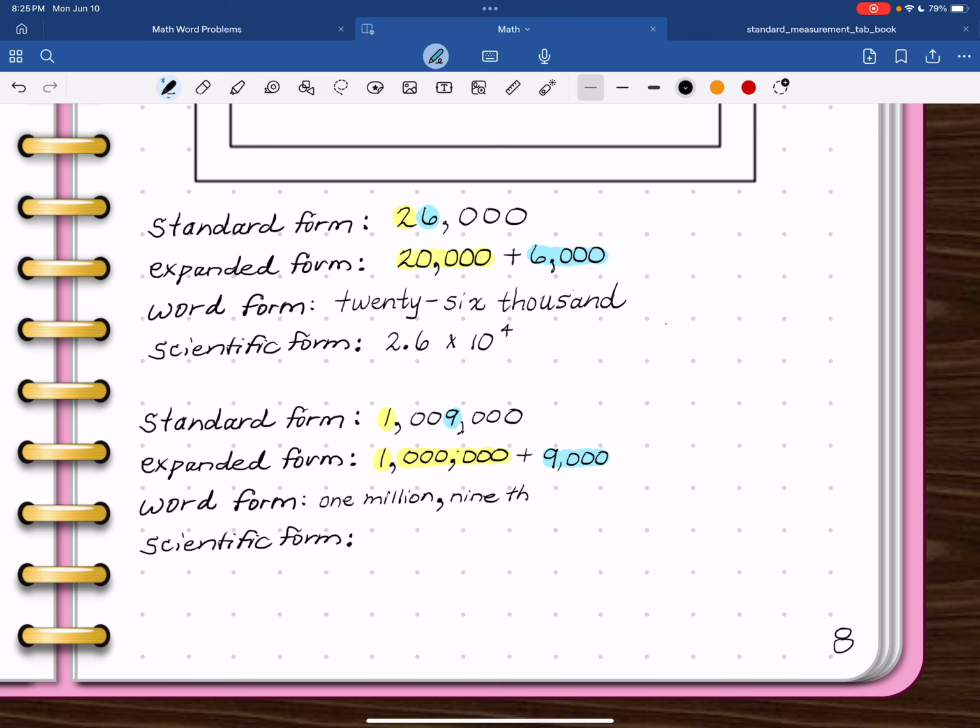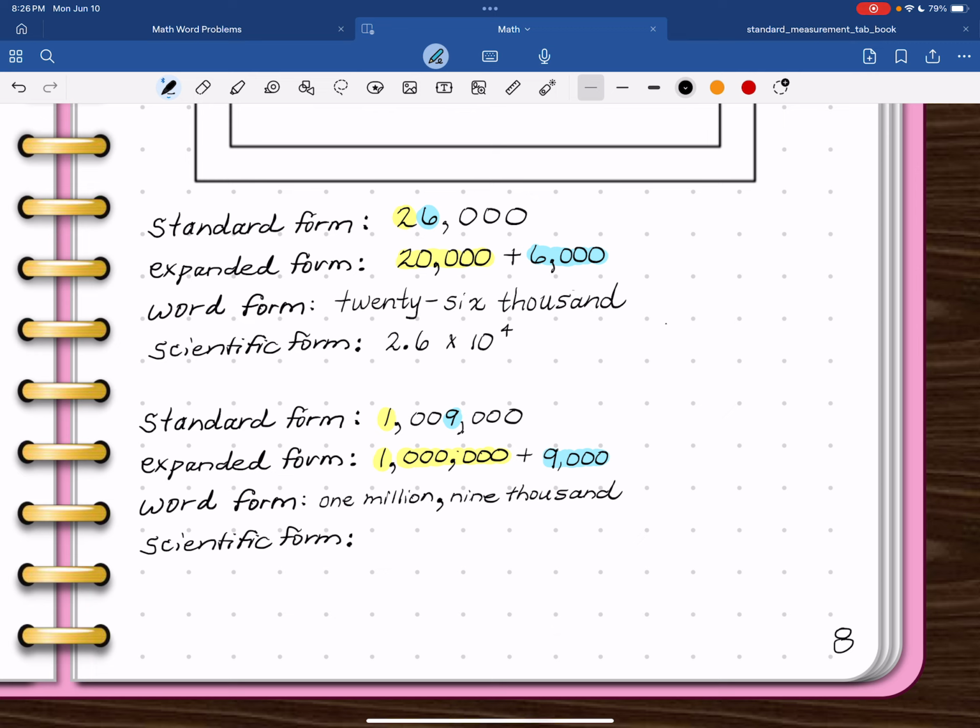9,000. And that is the word form for this number, 1,009,000. I hate word form. I always have. But that's critical in word problems. They have to be able to read those numbers correctly.